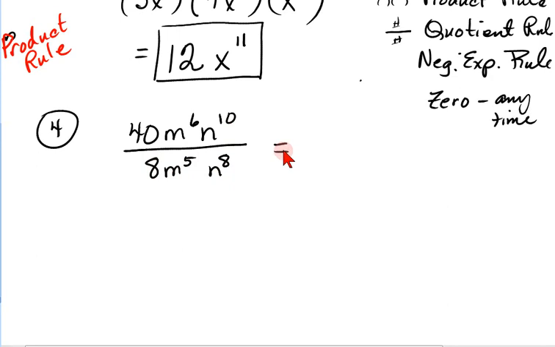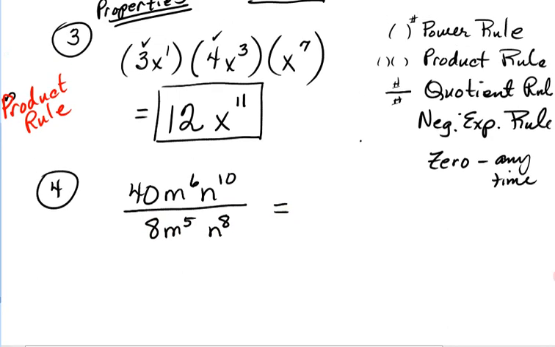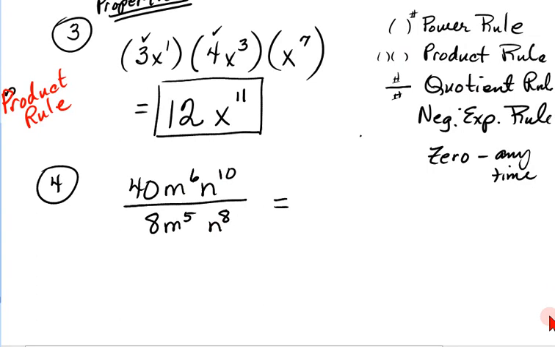The list of rules. Do I have anything calling for the power rule? No. Do I have a product of like bases? No. Do I have a quotient of like bases? Yes. Here's a quotient. So I'm going to use the quotient rule.